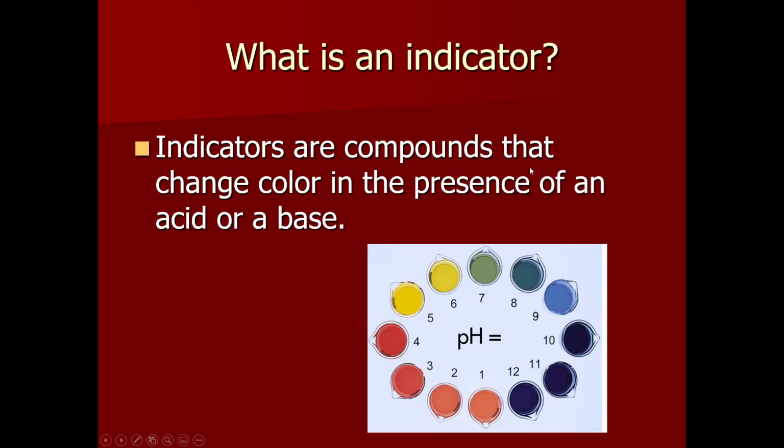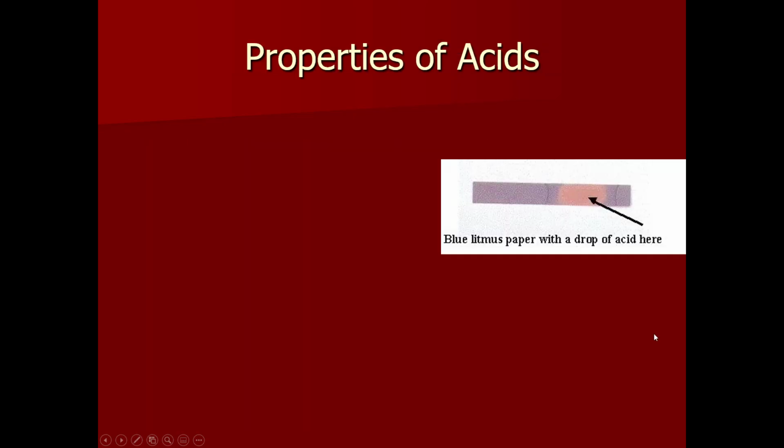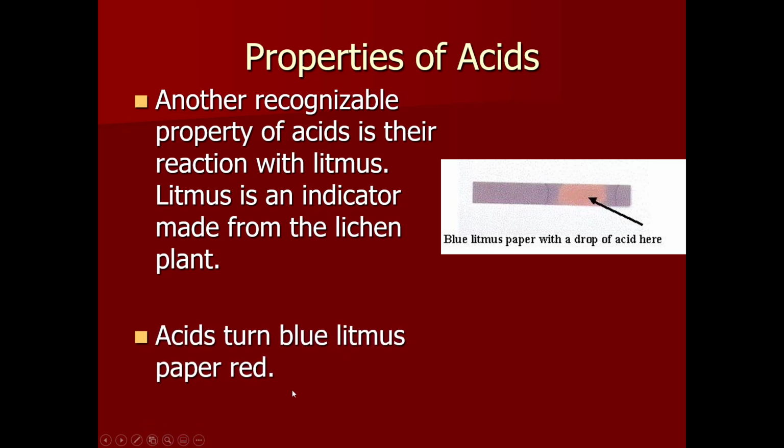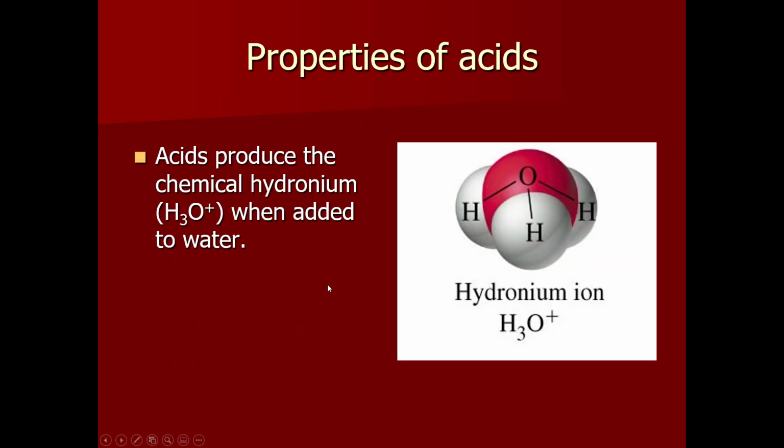So it's an indicator. Like we said, there are compounds that can change color in the presence of an acid or a base. You're going to see them this week either in person or through a virtual lab, but they're really handy because you add an indicator and then it tells you, hey, this is the level of that acid or base. So acids turn litmus paper red. If you take blue litmus paper and you add an acid, it turns red, and that comes from a plant called the lichen plant. So blue litmus paper turns red for an acid.